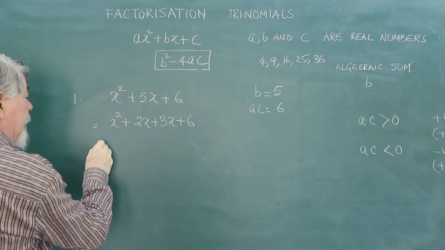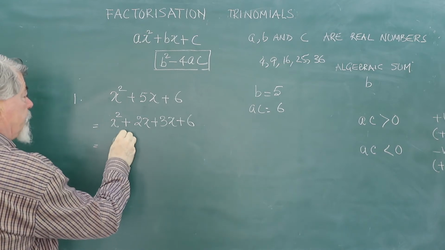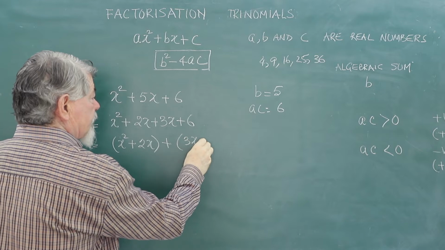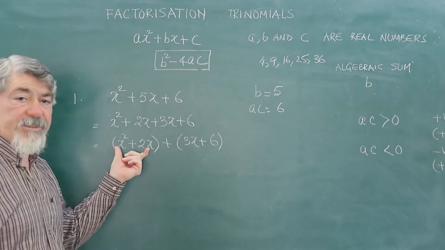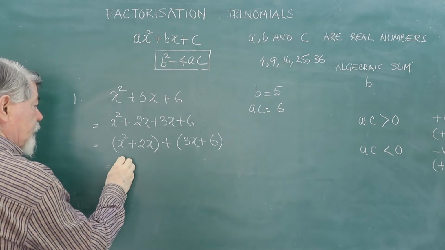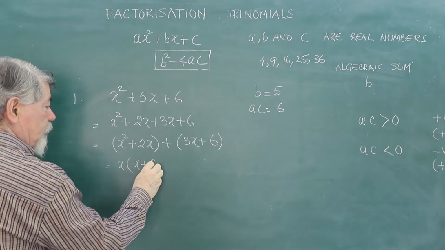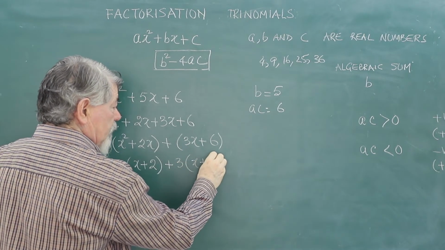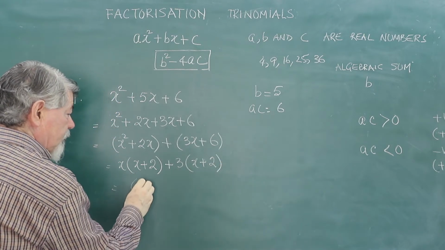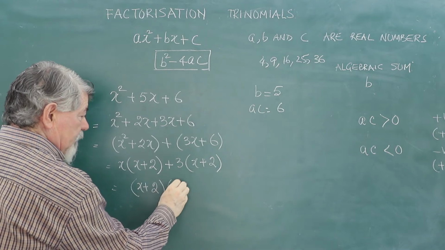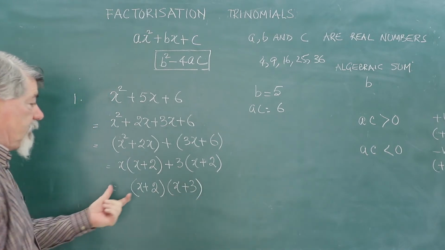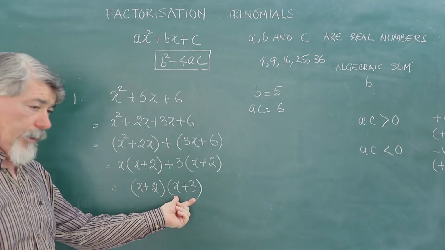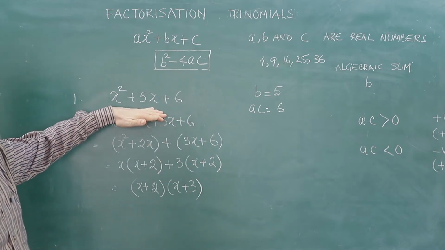Now, for the beginners, let us make pairs: x square plus 2x is one pair, plus 3x plus 6 is another pair. Out of x square plus 2x, I can take out x common. It will be left x plus 2. Out of 3x and 6, I can take out 3 common, so x plus 2. So it will become x plus 2 and x plus 3. I have got two factors of this, x plus 2 and x plus 3. If you multiply x plus 2 and x plus 3, you will get x square plus 5x plus 6.